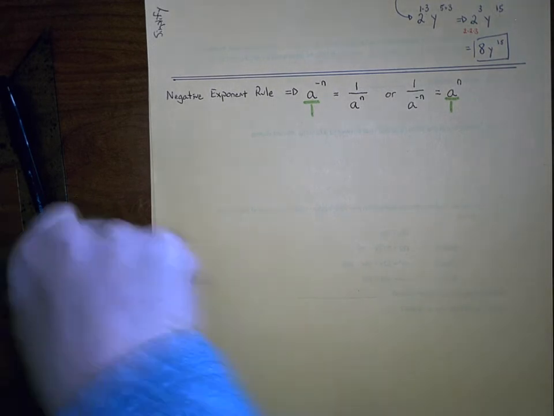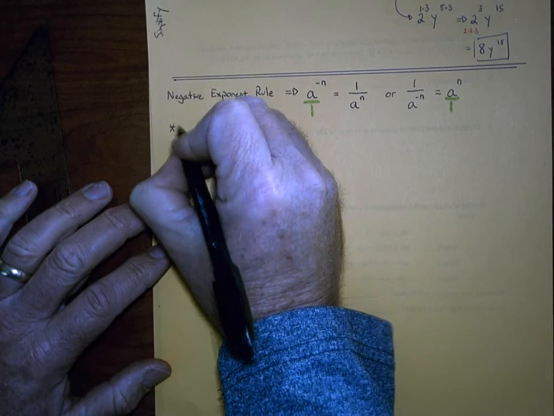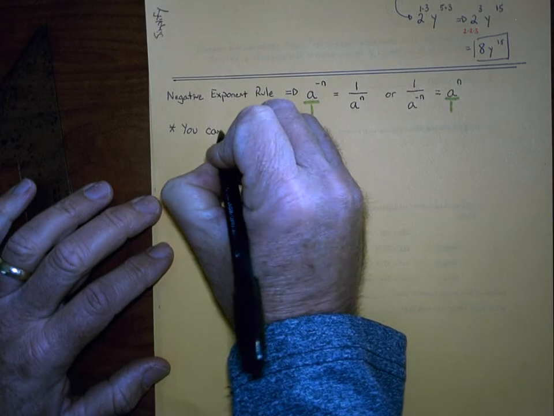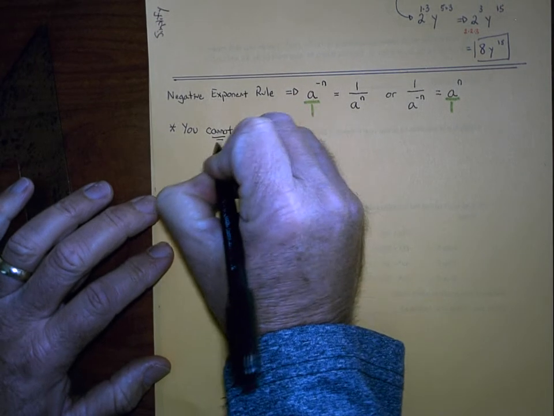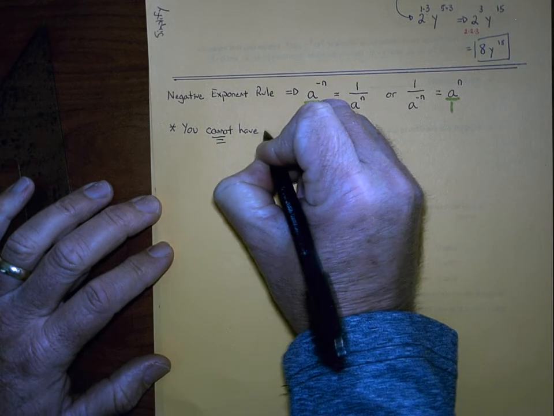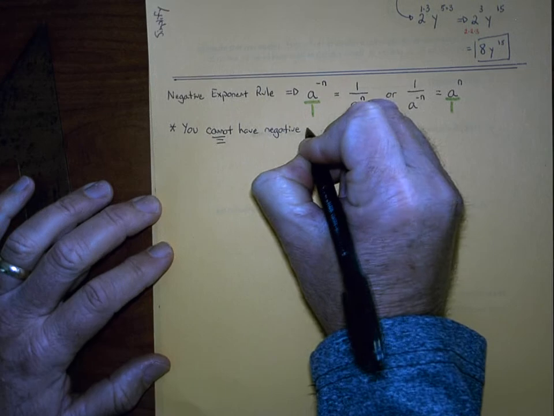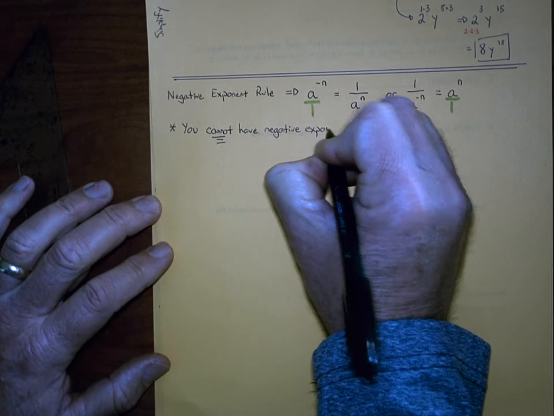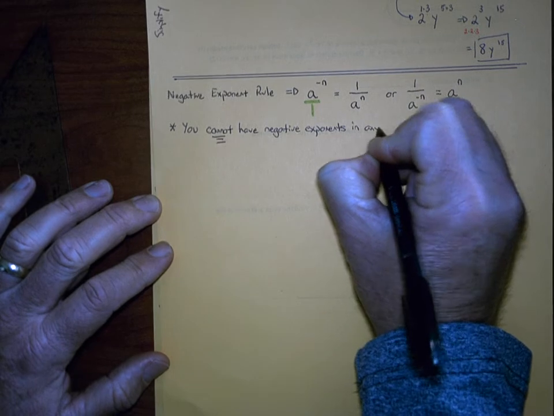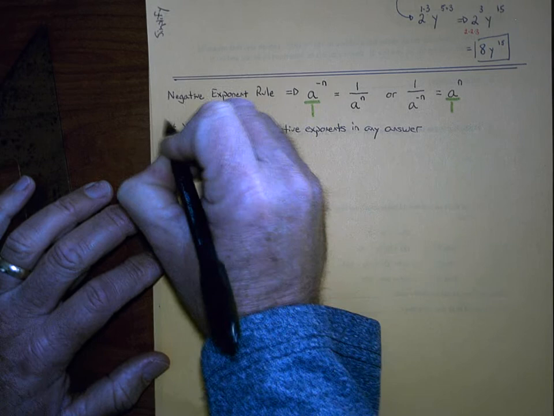So the thing to remember is that when you have negative exponents, okay, you cannot, and I'll underline that 3 times because this is big, you cannot have negative exponents in any answer. Okay, so I'll put that in brackets there.